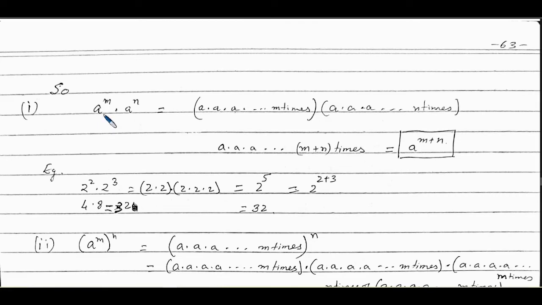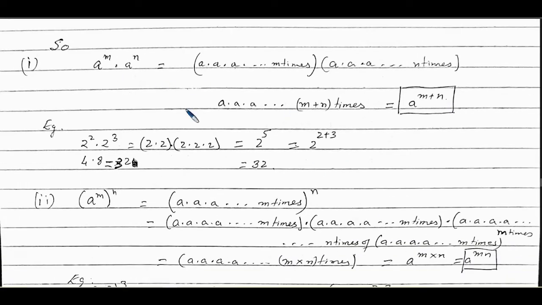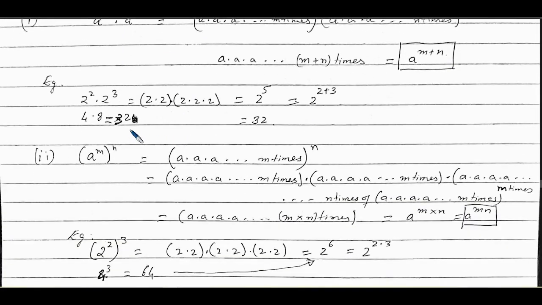So now let us go quickly to what we have done here: a to the power m into a to the power n. That is a multiplied m times, and then n times. So this is a multiplied m plus n times. So I can write this as a to the power m plus n. Go through it slowly, what I have written. It is self-explanatory. So 2 to the power 2 into 2 to the power 3 is 2 to the power 2 plus 3, which is 2 to the power 5. 2 to the power 5 is 32.